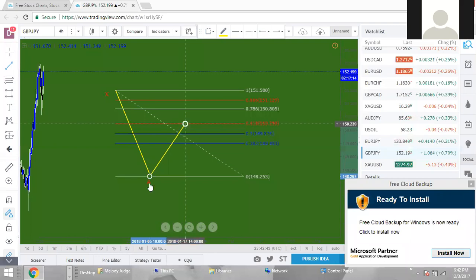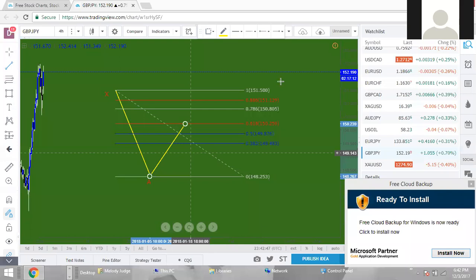We need a minimum retracement from A to C. We need this to come down at least to the 618 again. If it doesn't, that's an invalid C leg for the Gartley. We'll be looking for another pattern, perhaps a bat or something else. But we have to at least come down to this 618.